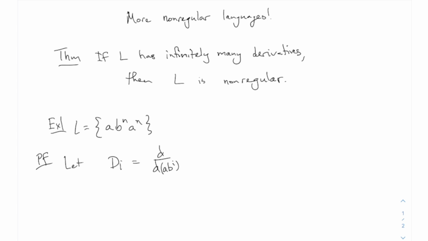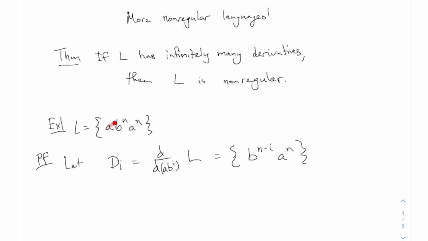So this will take the strings in my original language and cancel off the beginning of them. It will cancel off that first a followed by some number of b's, where that number of b's is different for each of these di's. All right? So that's this derivative of L. And what would that look like when I write this as a language? What does it look like after you cancel those things at the beginning? Yeah? b to the n minus i, a to the n. Right, no a on the front because you canceled it off from the front. Great.